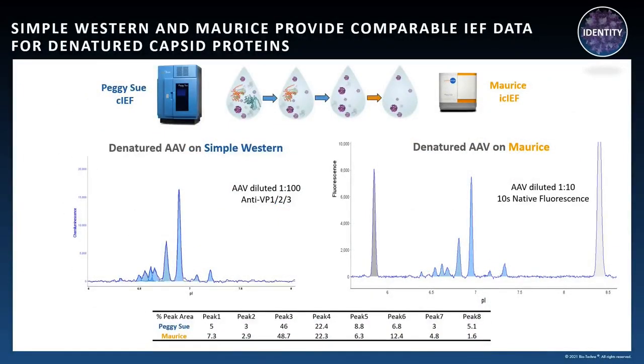Both platforms provide comparable denatured AAV IEF data, which again means that these platforms together can support an AAV program from start to finish. The methods in the table below produce comparable percent peak area distributions for the same AAV sample. While the sample is diluted 10 times more for Simple Western, the profiles as well as the number of peaks come out quite close, showing that the information learned upstream in complex samples with Simple Western can be applied with later stage versions of the product.